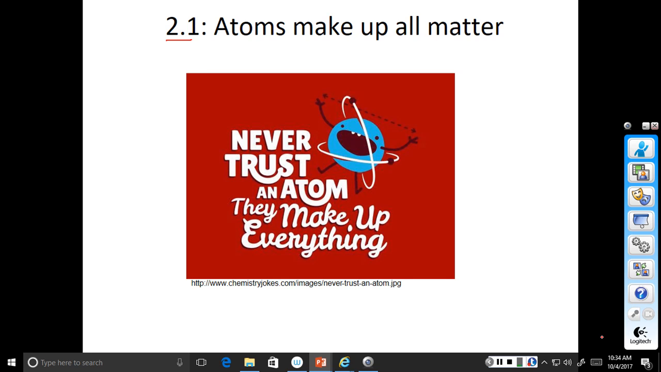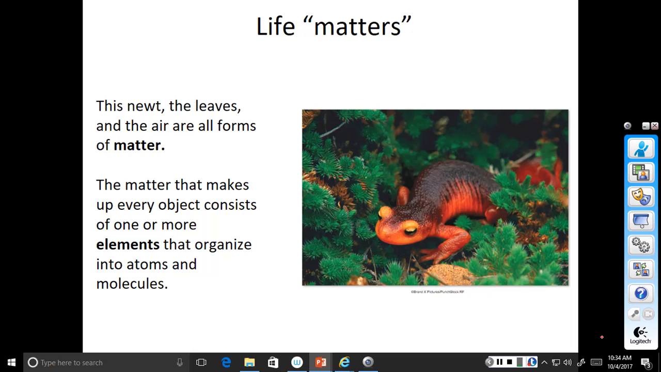And of course, atoms make up all matter, not just living matter, but they certainly make up living matter as well. So this newt, this cute little guy, the leaves he's on, the air, everything, living, non-living, all forms of matter. It makes up every object and consists of one or more elements, which is a pure substance. So gold is an element, carbon is an element, hydrogen is an element. It's a pure substance of something. These objects are made of atoms that are organized into molecules.